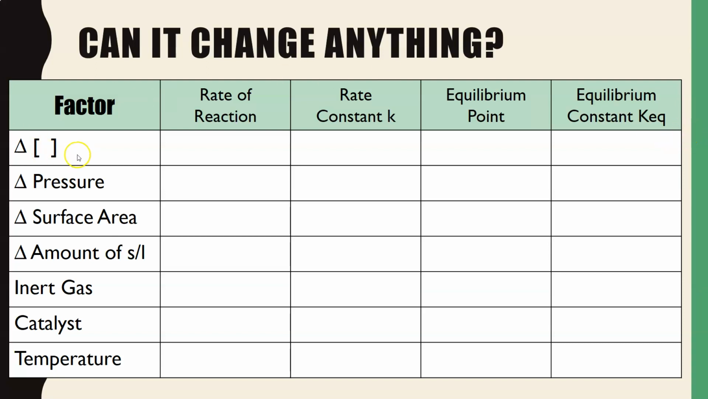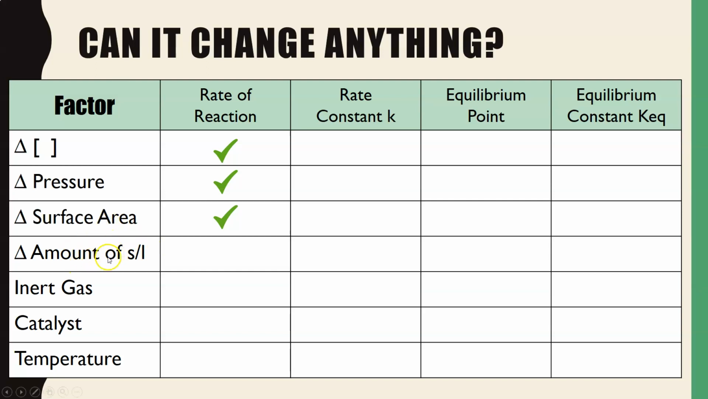So if I change the concentration, yes, my rate of reaction increases. If I decrease it, it decreases. So changing the concentration affects the rate. Same with pressure, if we have gases instead. If I change the surface area, does it change the rate? Yeah. Remember our sugar cube and granulated sugar example? The more surface area you have, the faster it can go.